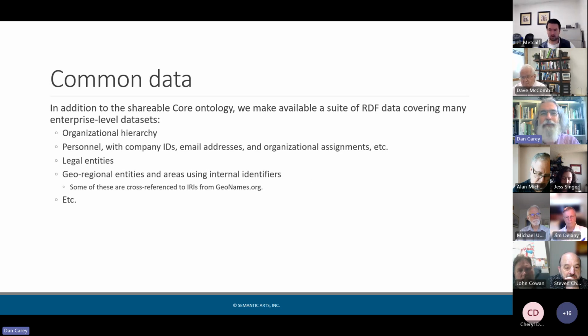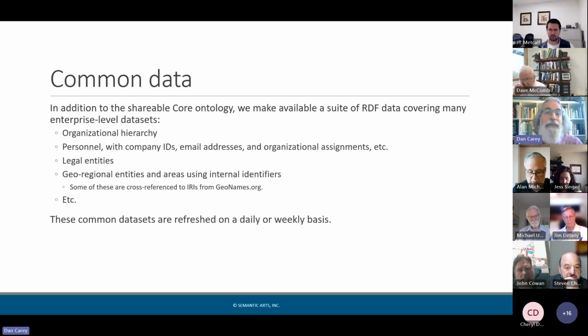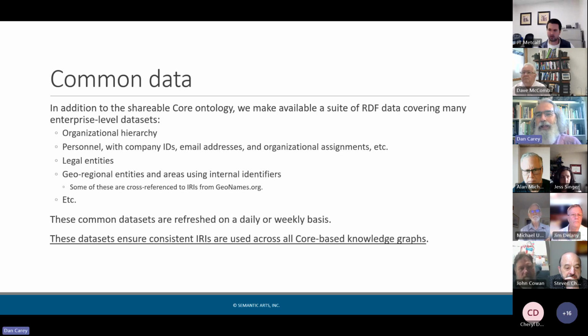And then there's some various other bits of reference data that go along with all of this stuff in the core. And these internal data, they all get refreshed on a daily or weekly basis. And then you as a knowledge graph owner can choose how often you want to refresh your own data sets, but it can be as fresh as you need it. And then from the broader perspective, what this does for us is it ensures that there are consistent sets of IRIs that are used across all of the core-based knowledge graphs.